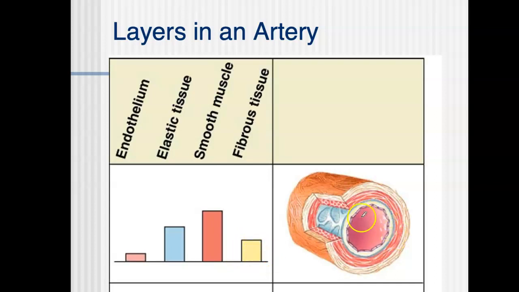And you would be able to see, endothelium in blue, you'd be able to see that elastic tissue, allow it to retract back down again, like an elastic can when you release it. And then you'd be able to see a lot of smooth muscle here in red. And then you'd be able to see some fibrous tissue on the outside.